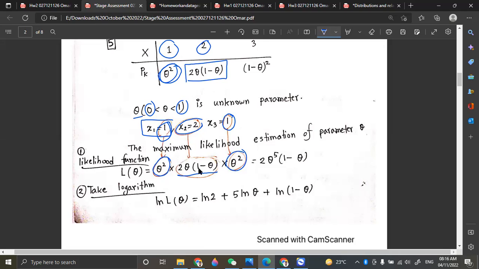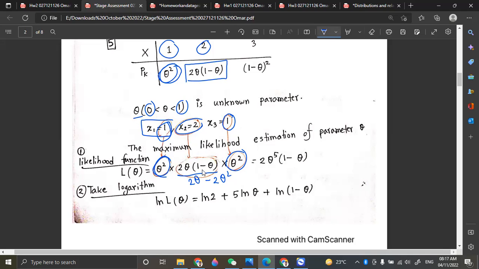So if you multiply them, 2 theta times 1 will be 2 theta, and then 2 theta times minus theta will be minus 2 theta squared, and then theta squared. Okay, if you calculate this, I think you can, sorry, we don't calculate this way.